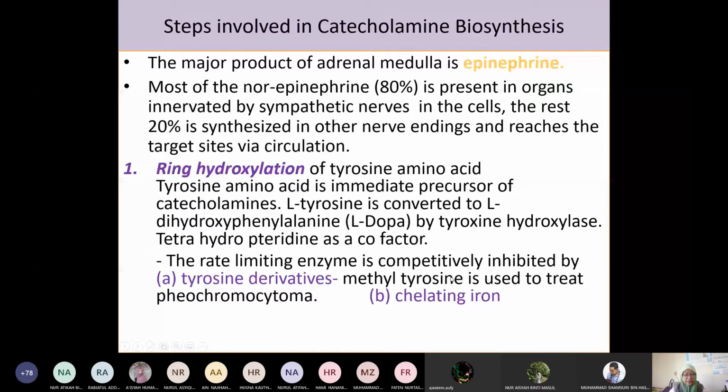So methyltyrosine is a drug, a prodrug, that can be used in the treatment of pheochromocytoma. Pheochromocytoma is a tumor of the adrenal medulla. In order to inhibit the overproduction of adrenaline and norepinephrine, the tyrosine derivative methyltyrosine can be used to block the synthesis so that less norepinephrine and epinephrine are formed. It's a kind of treatment in pheochromocytoma cases. Chelating iron also can inhibit the enzyme activity here.